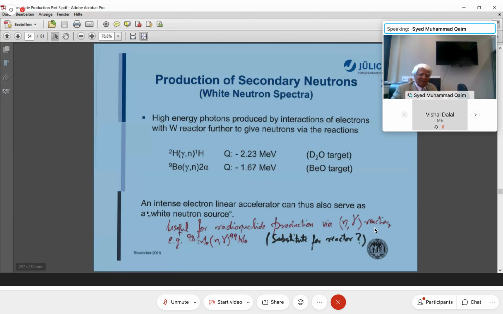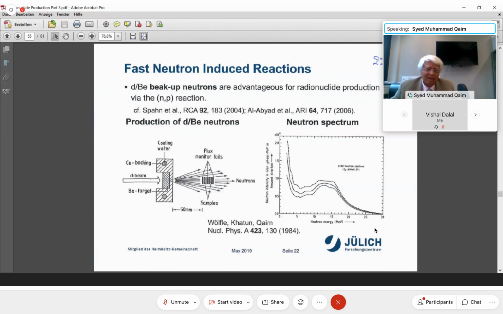But the trend here shows that at a LINAC we have a mixture of gammas and a mixture of white neutrons. So one can use it for the production of molybdenum-99 through molybdenum-100 gamma-N, and molybdenum-98 N-gamma. So a mixture of neutrons and gammas can lead to molybdenum-99 production through two routes.